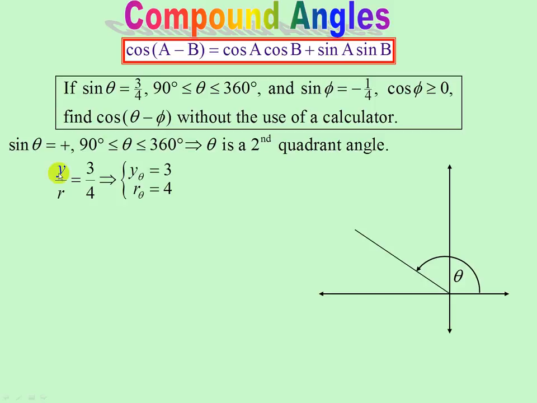Which means y over r is 3 over 4, which means we have y is 3, r is 4. Don't think this is a 3, 4, 5 triangle, because it's r that is 4. So we use Pythagoras' theorem. There's 3, there's our 4, and we calculate by Pythagoras' theorem. Square root of 7.